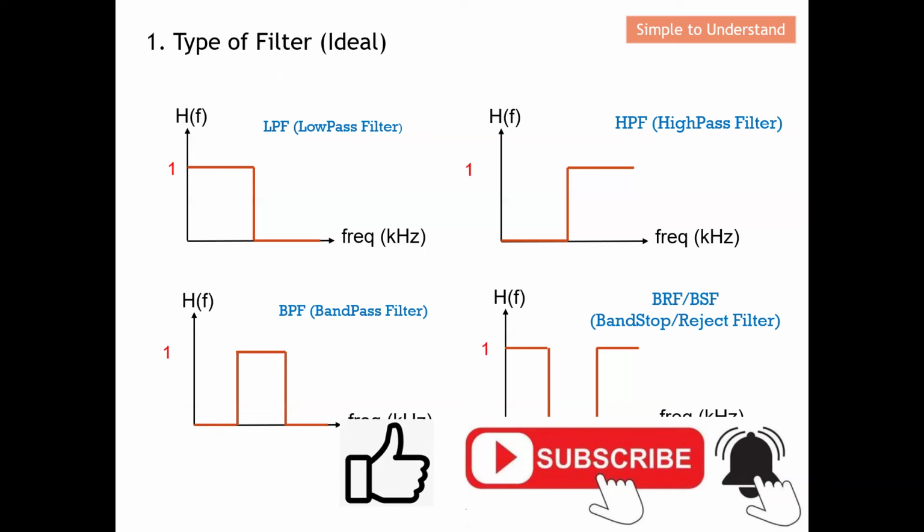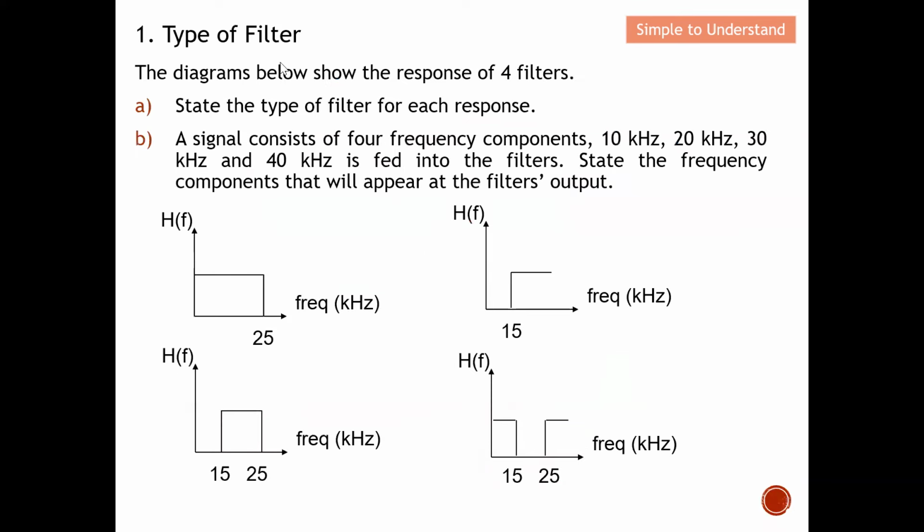Okay, so basically this is the example that I'm going to do together with you guys. The diagram below actually shows the response of four filters. Basically this is low pass, high pass, band pass, and band stop. This is the first task which I have already done: state the type of filter for each response. Next, a signal consisting of four frequency components, 10, 20, 30, and 40 kilohertz, is fed into these four types of filter. We need to draw the frequency components that will appear at the filter output. So how can we start this?